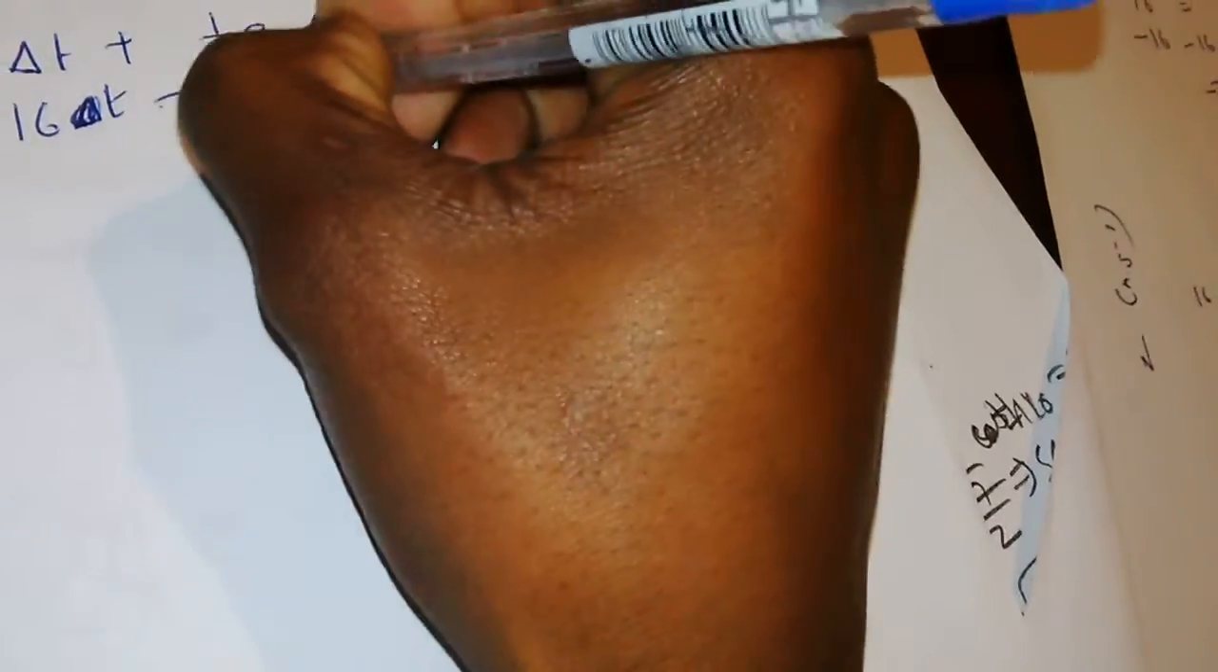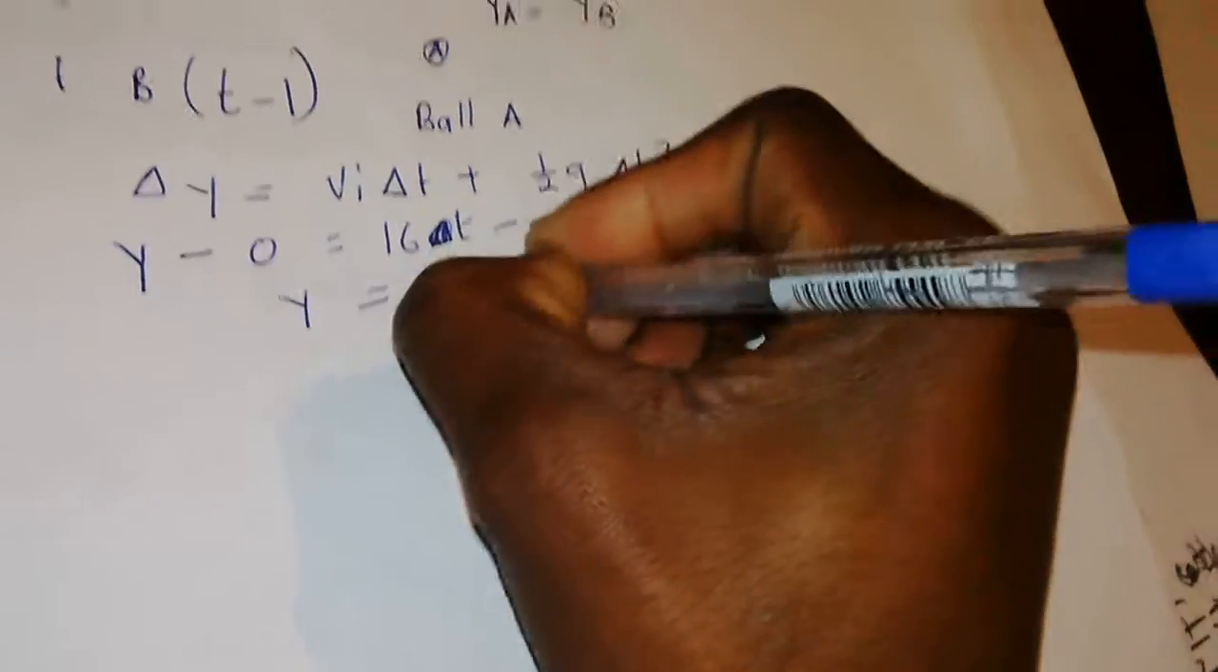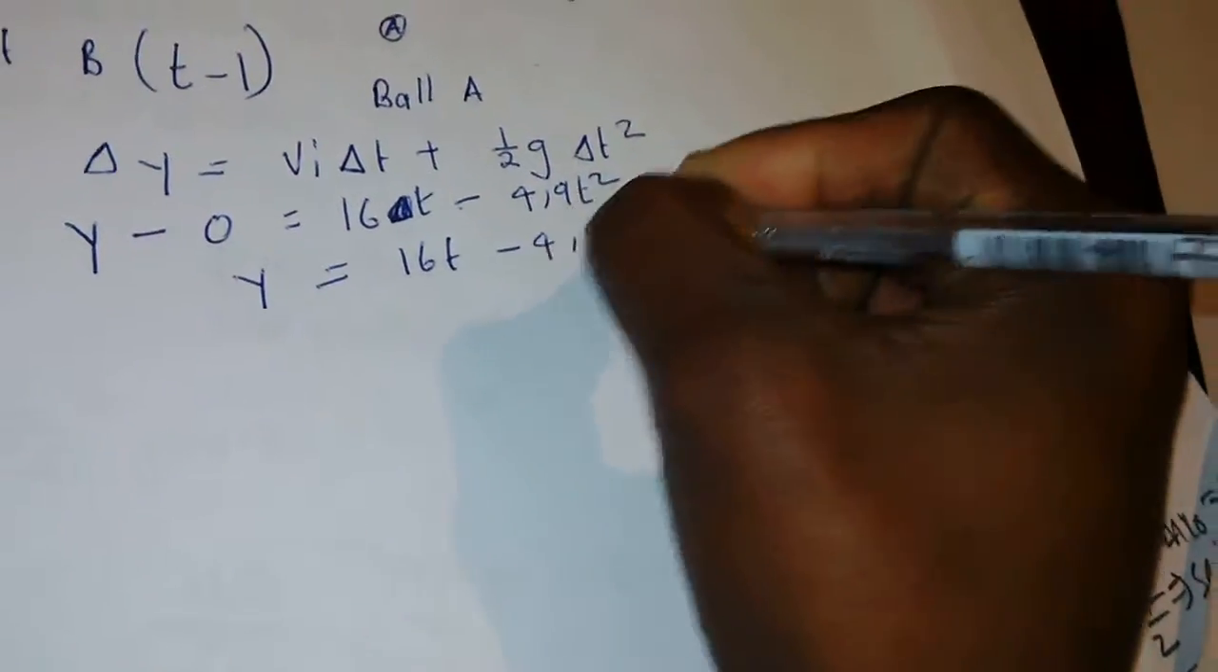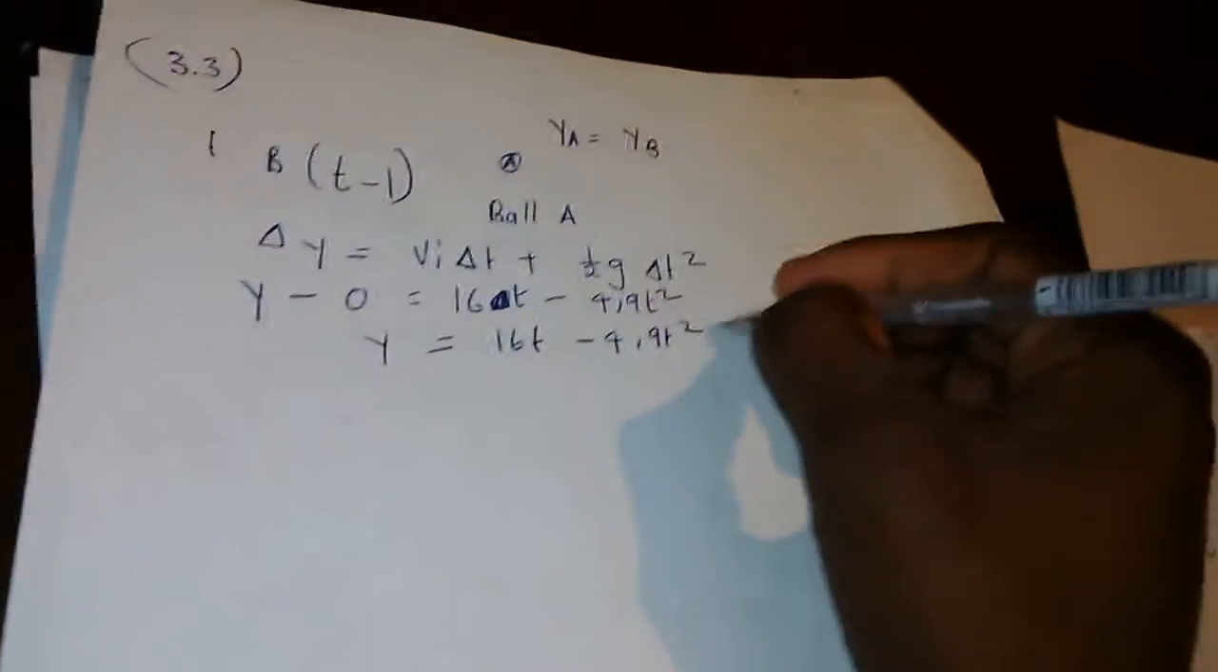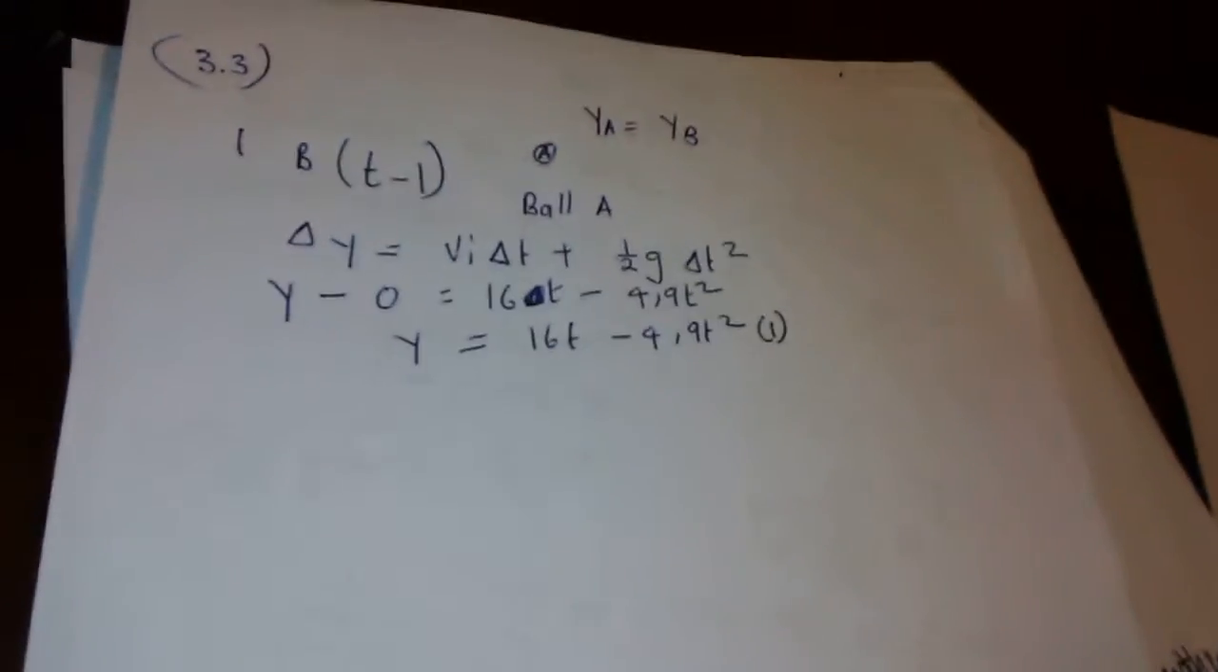Delta t we don't know, so let's just put it as t, guys. Then minus half of 9.8, which is 4.9, guys. I hope you got that one right. Then it's t squared. So y for ball A is equal to 16t minus 4.9t squared. I think this is our equation 1. I think we're going to use simultaneous equations here in the end.